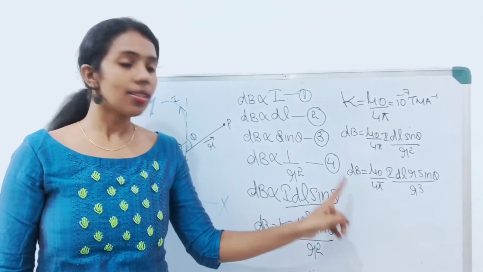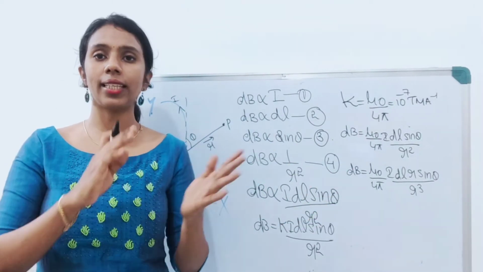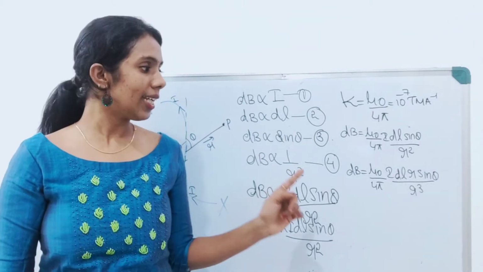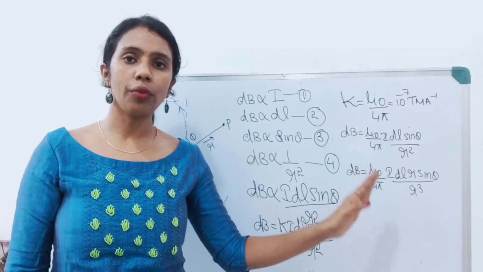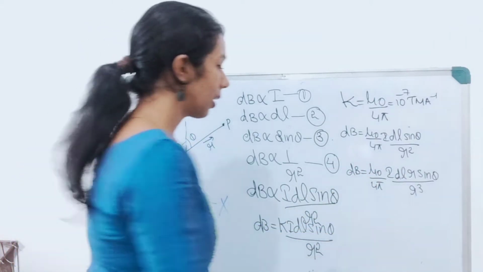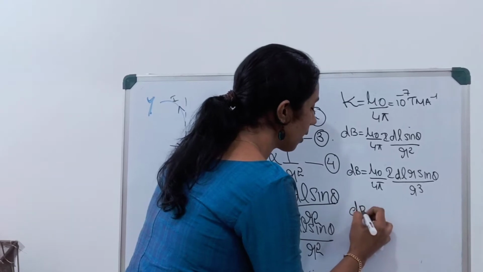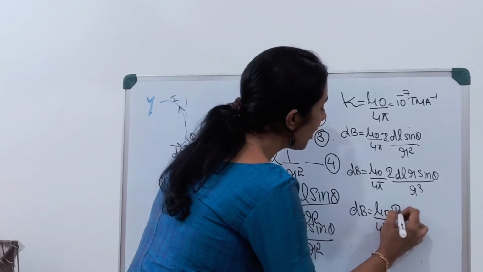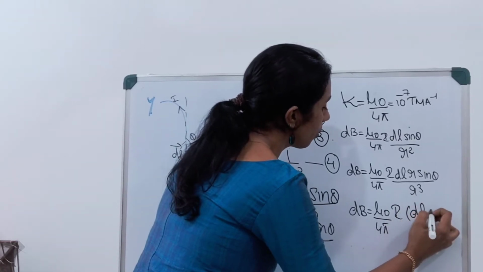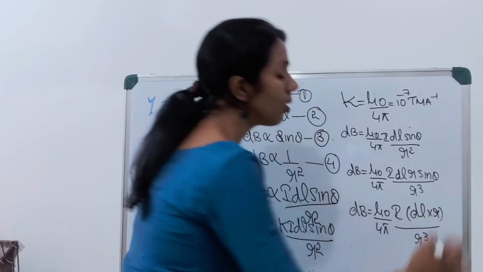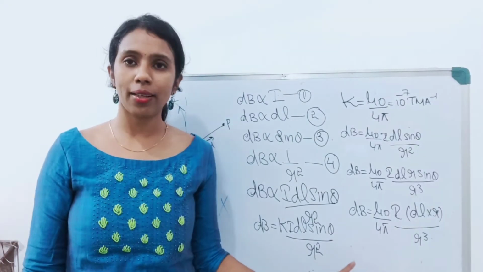Now, this dB, that is the magnetic field, its direction is perpendicular to the plane of dl and r. So we can write the vector form of Biot-Savart's law from this equation. That is dB is equal to mu 0 by 4 pi I into dl cross r divided by r cube. So this is the vector form of Biot-Savart's law.